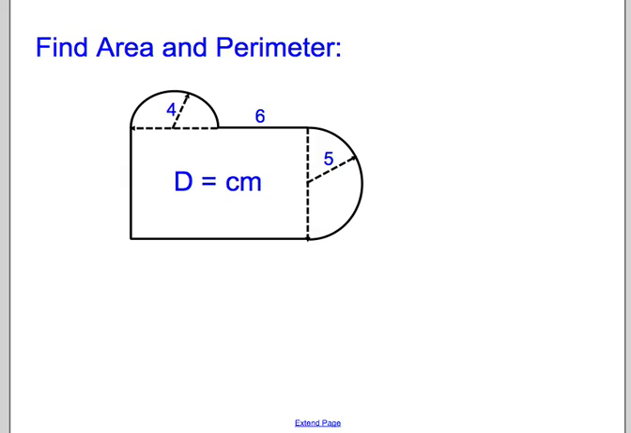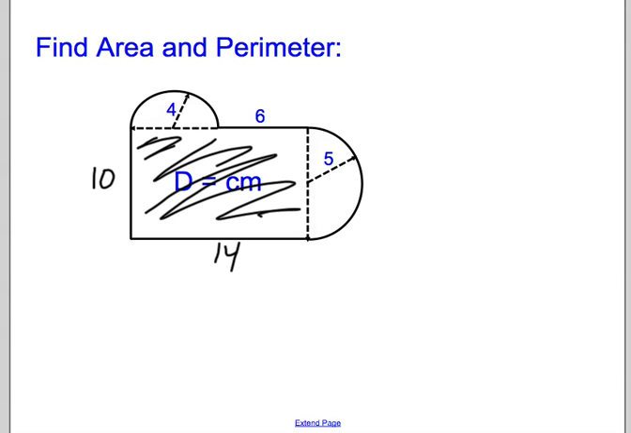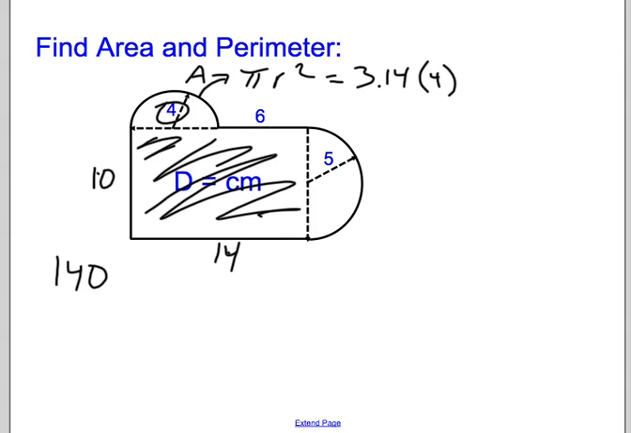Let's go back. We had 10 and 14. We knew that. So the area of our rectangle here is going to be 140. 10 times 14. I just have to find the areas of my circles. So start with the little one. Pi r squared is area. So I have 3.14 times the radius, which is 4 on this one, squared.